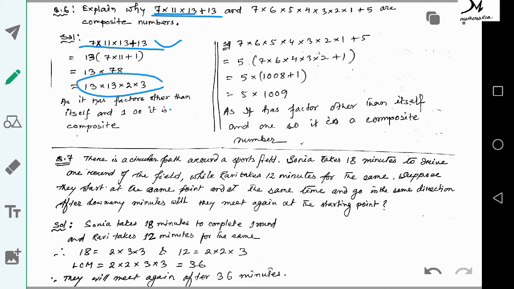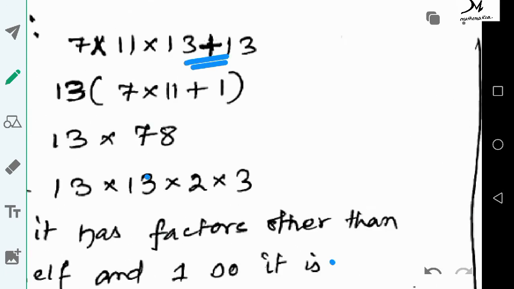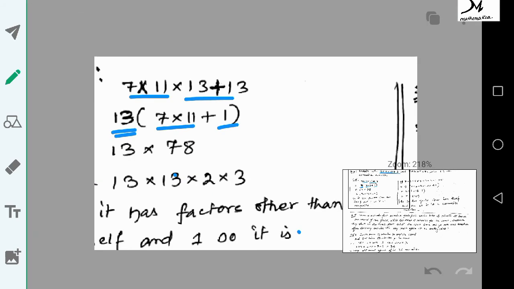Now here you see how I have got this one. First, you see the plus sign here, and on both sides of the plus sign there is 13. So 13 is common on both sides of the plus sign, so we can take 13 common. On taking 13 common, 11 and 7 are left here, and here 13 ones are 13, so here we have got 1.